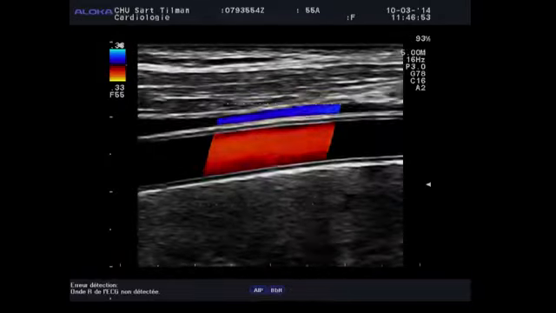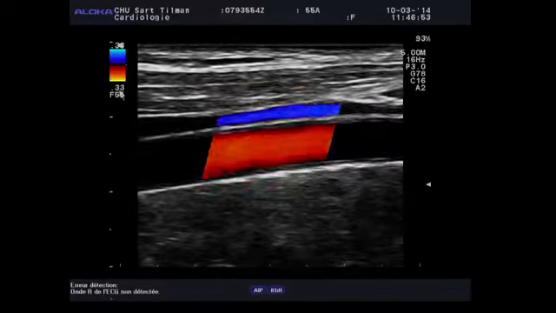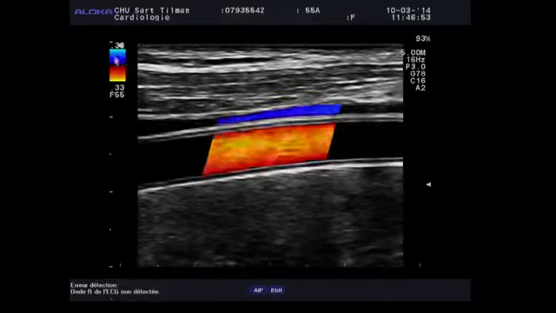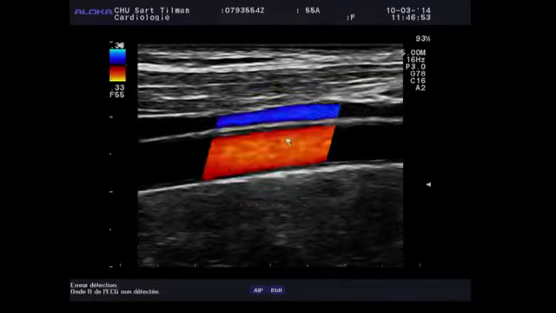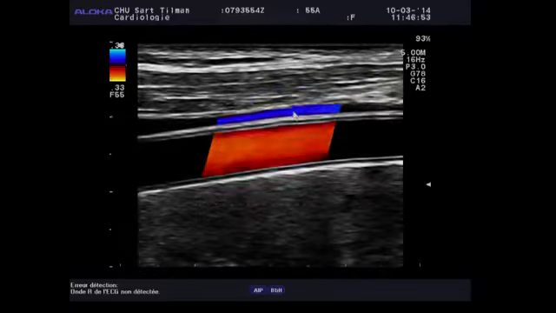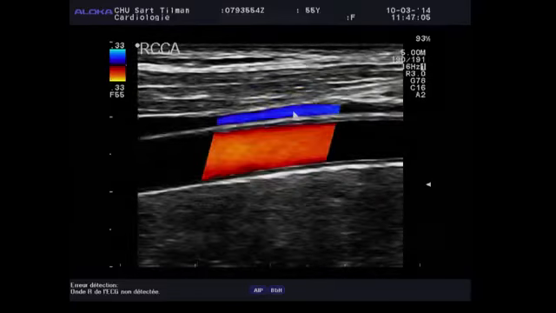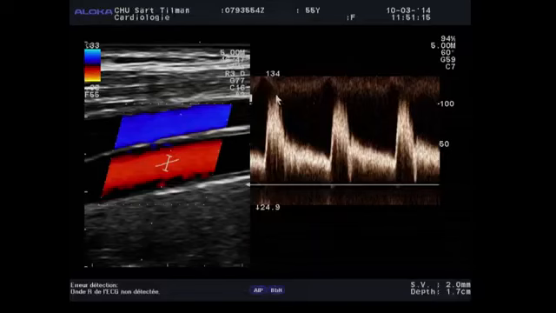Then you can turn on the color Doppler. As you may see, it's the same as for cardiac examination. You have a scale here with red and blue flow. Here is the carotid artery, and here is the vein, the jugular vein. And you can switch on pulse Doppler. And you have a peak systolic velocity and a diastolic velocity here.